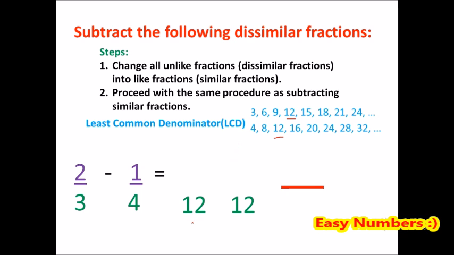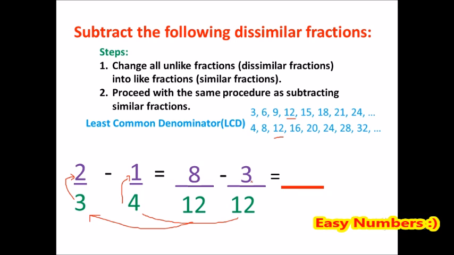Then 12 divided by 3 is equal to 4, and then 4 times 2 is equal to 8. Another is 12 divided by 4 is equal to 3, times 1 is equal to 3. We have now similar fractions with the same denominators. So we can now subtract the numerators. 8 minus 3 is equal to 5, and then we can now copy the denominator, which is 12.